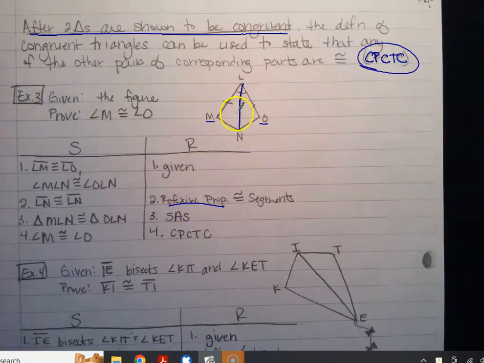Now, though, we suddenly have a side, angle, side. So we have side, angle, side. We could say these two triangles, triangle MLN is congruent to triangle OLN because of side, angle, side. Now that we have proved the two triangles are congruent, we can say angle M has to be congruent to angle O because corresponding parts of congruent triangles are congruent. So we took a lot fewer steps than we would have to otherwise.